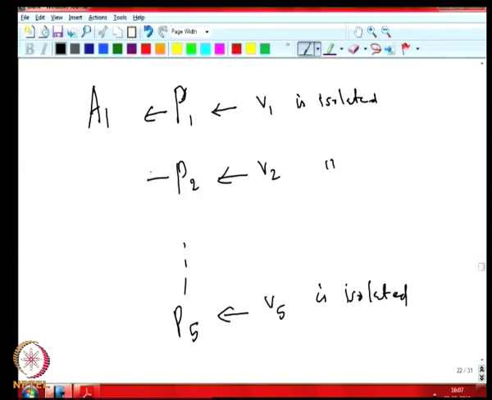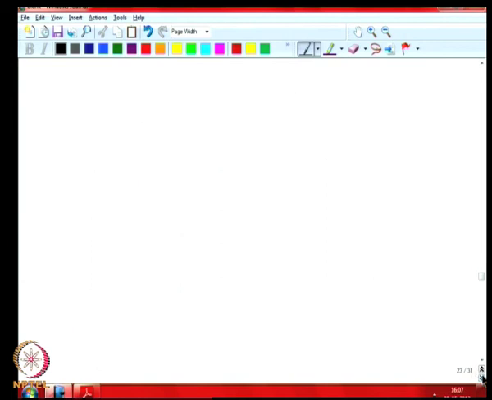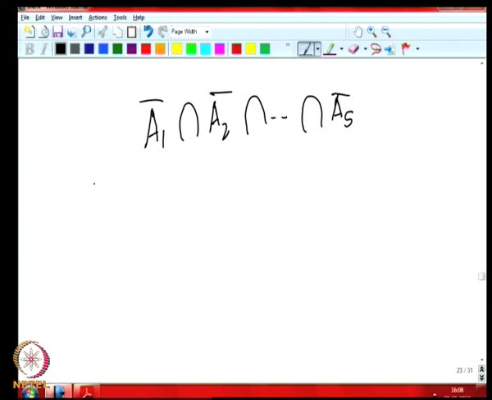Similarly, we let A2 be the set of graphs which satisfy property P2, that means the vertex V2 is isolated in the graph, and similarly A5. Now, we know we are looking for this set A1 complement intersection A2 complement intersection A5 complement. Why? Because we are looking for graphs on 5 vertices where the vertex V1 is not isolated and the vertex V2 is not isolated and the vertex V3 is not isolated and the vertex V4 is not isolated and the vertex V5 is not. This is just this intersection, right.